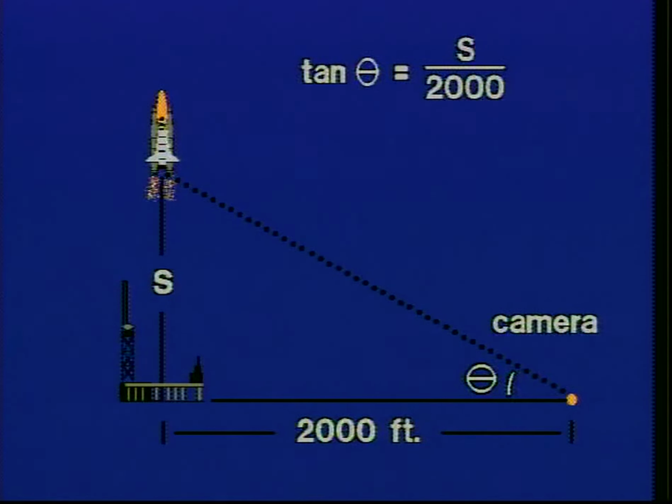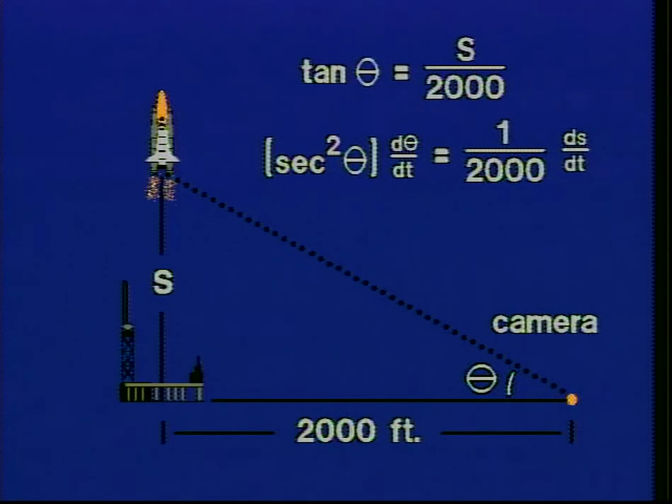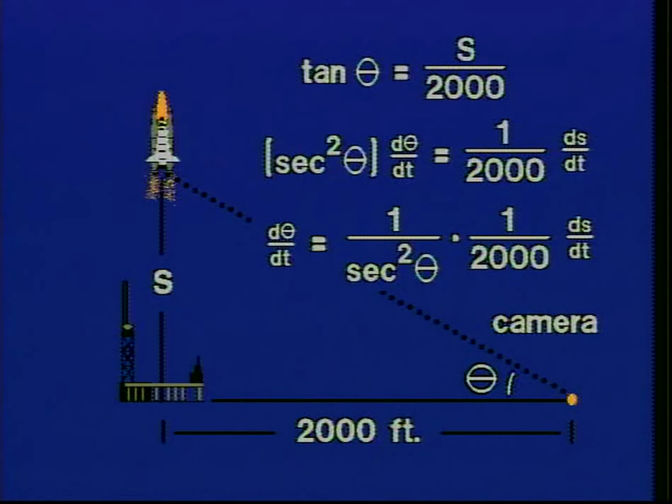Now we want to differentiate implicitly here, and for tangent theta we know that the derivative of tangent is secant squared, so we have secant squared theta times d theta dt. And on the right side we're thinking of this as 1 over 2,000 times S, and the derivative of S is simply 1. So it's 1 over 2,000 ds dt. Now, what are we looking for here? We're looking for d theta dt, and to solve for d theta dt, we'll multiply on both sides by 1 over secant squared theta, and then we get this.